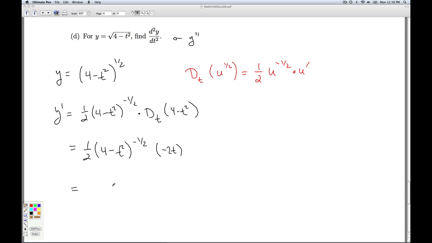And I can migrate this up to the front. The 1/2 cancels the 2. I'm left with negative t times (4 minus t squared) to the minus 1/2. That gives me the first derivative.